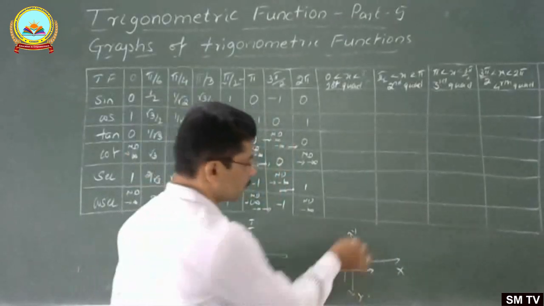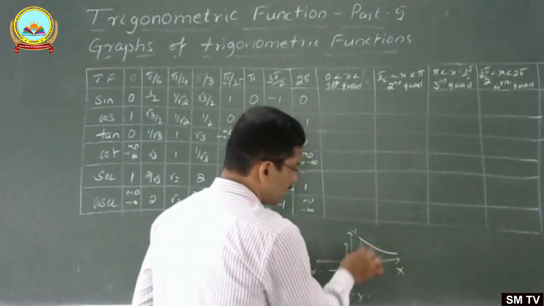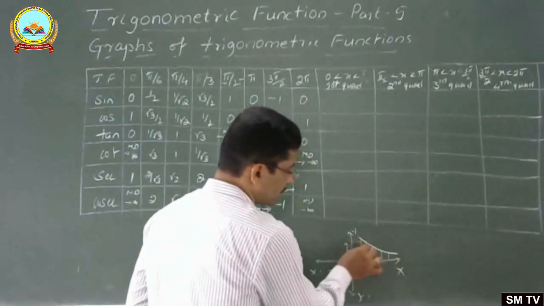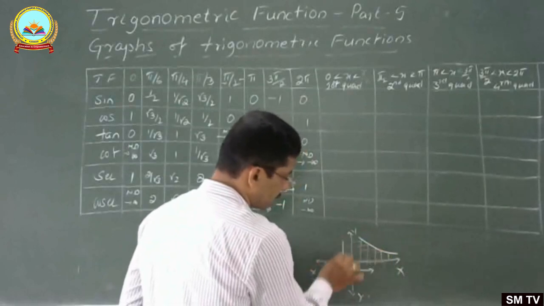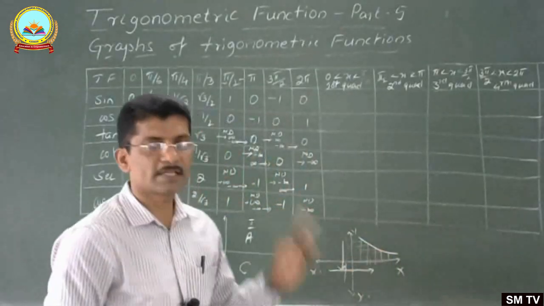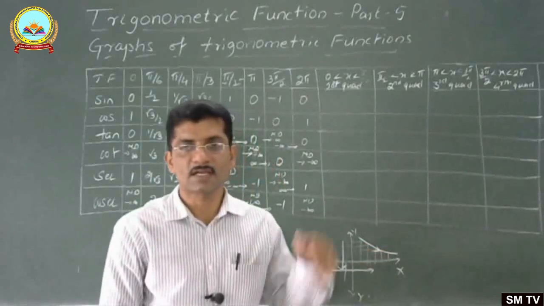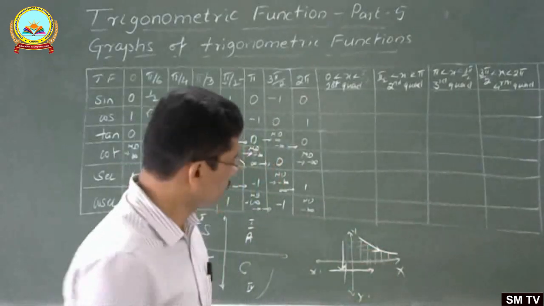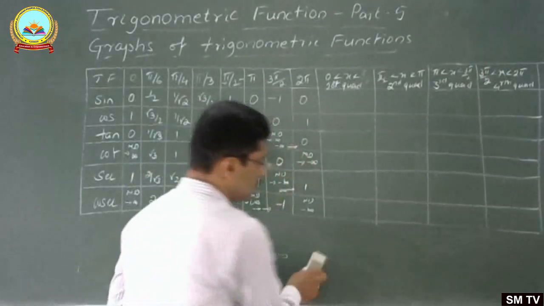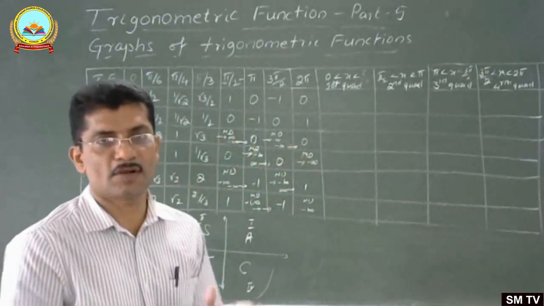Similarly, suppose the curve is like this: when x increases, y decreases. This curve is a decreasing curve. The curve is always in the downward direction. Using the help of this, you can draw the graph of the trigonometric functions.